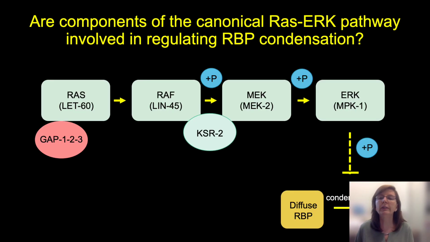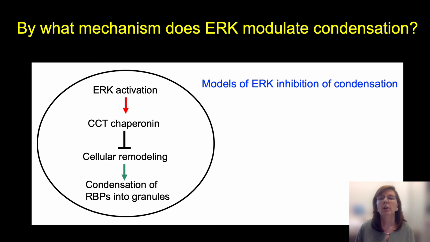The questions we're currently addressing include genetic approaches to investigate the extent to which the canonical RAS-ERK pathway is involved in regulating RBP condensation during oogenesis. And here I'm just showing some of these upstream components in the pathway, such as MEK, RAF, and RAS. We're also working on testing multiple mechanistic models by which ERK modulates condensation.